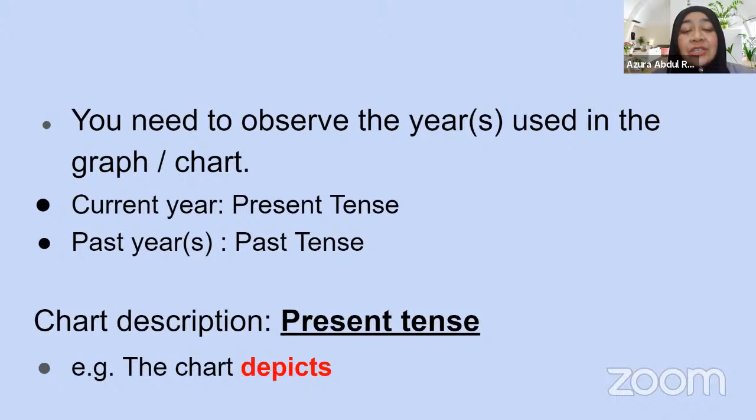So when you want to describe the chart, you use the present tense. For example, the chart depicts. You don't say the chart depicted. It's still in front of you. The chart depicts.